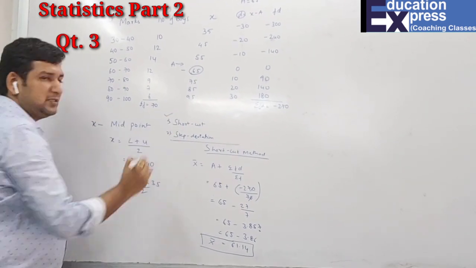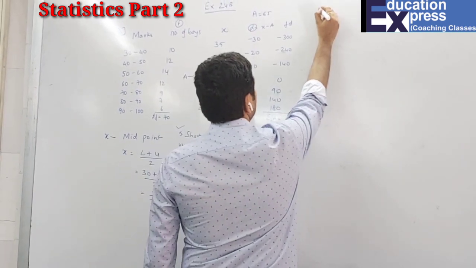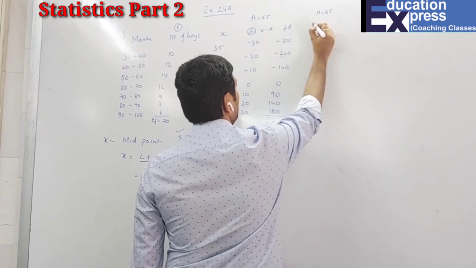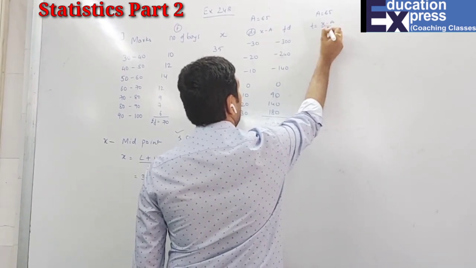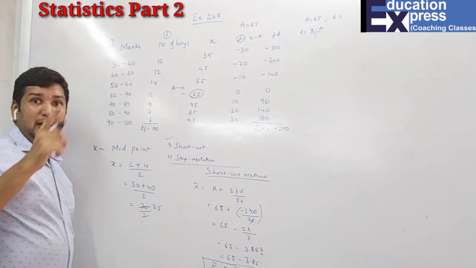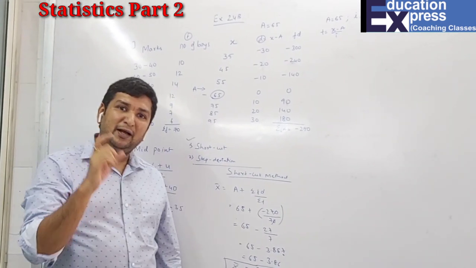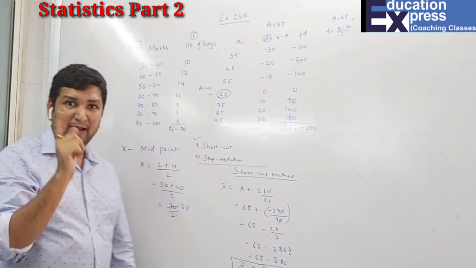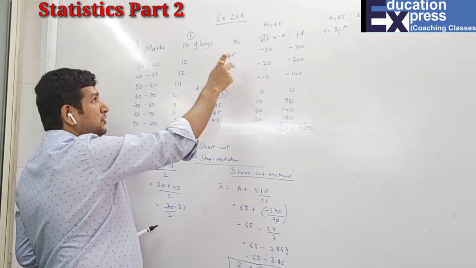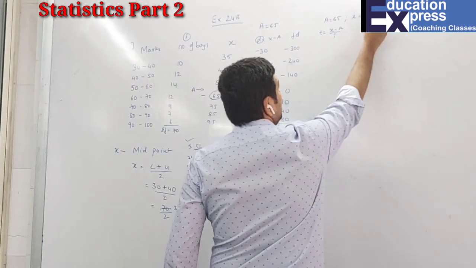Now the same thing with the step deviation. For step deviation, the additional thing we have to find is t. Same, assume it is 65. Now instead of D, we'll find t, which is x minus a upon I. What is your I over here, students? For the ungrouped data, I have told you, you have to take the gap of 2 consecutive observations. Now the gap over here is how much, students? 10. So obviously my I is 10.